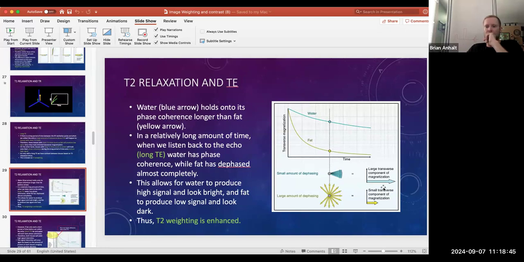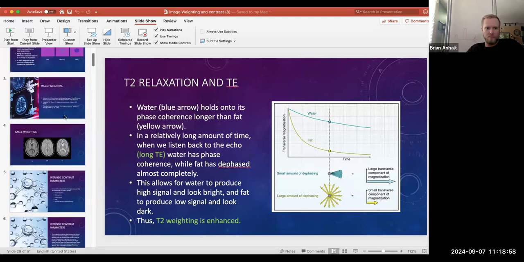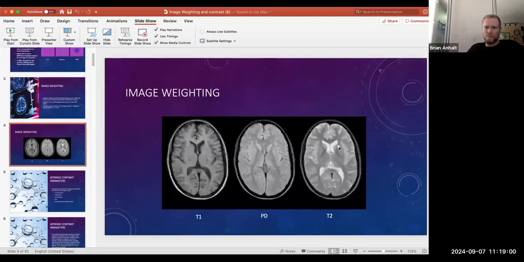Now we have bright water and dark fat, known as T2 weighting. Bright fluid, dark fat. Bright fat, dark fluid.